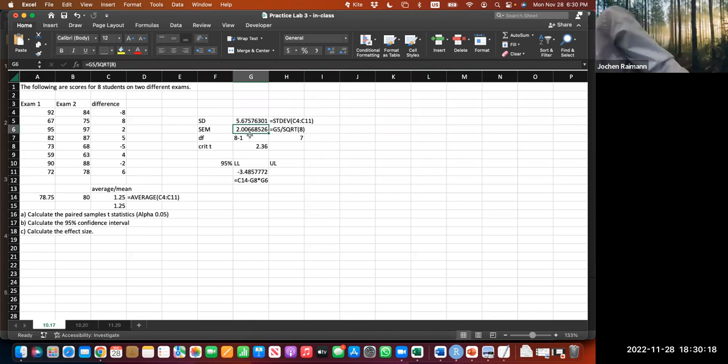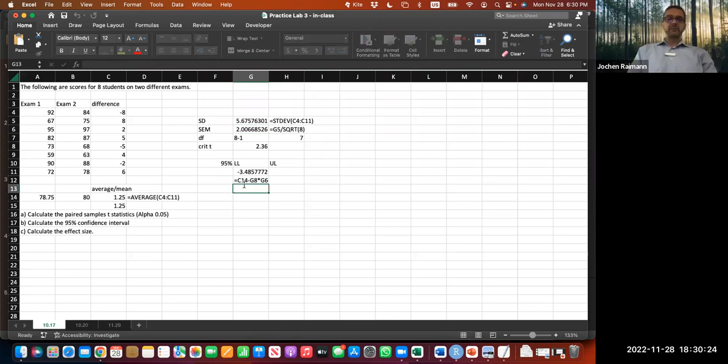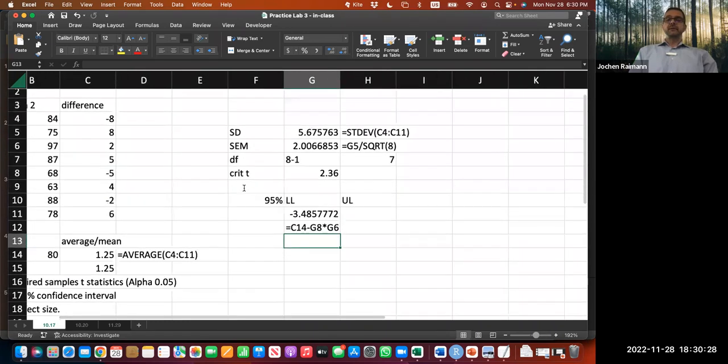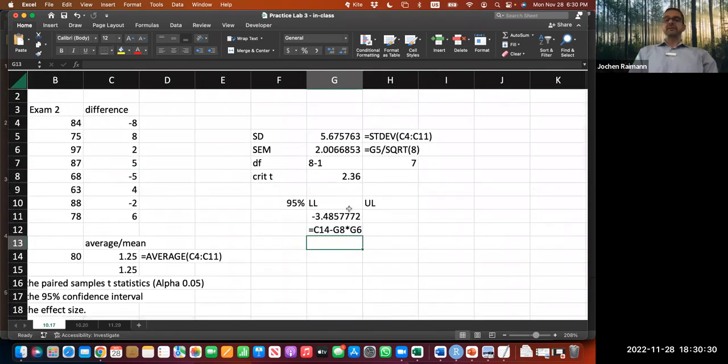How do we calculate the lower limit? That's this formula right here. I zoom in a bit. So it's C14, which is your mean difference, minus G8, which is a critical T, multiplied by the standard error of the mean. That gets you the lower limit.